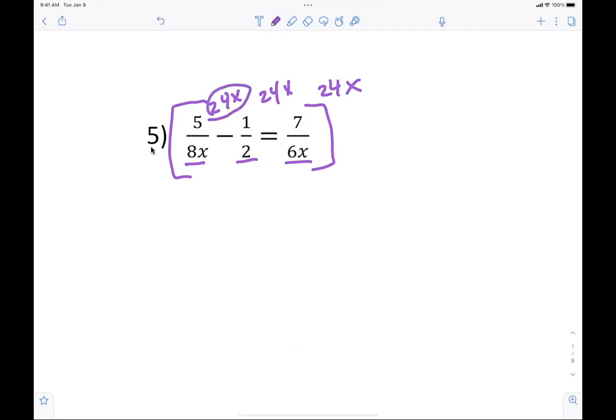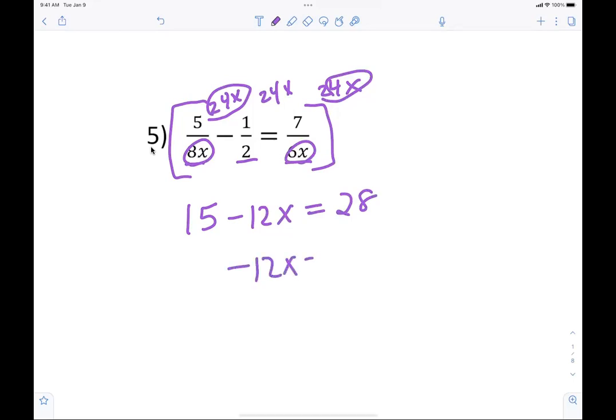Now 24x divided by 8x is 3. 3 times 5 is 15. 24x divided by 2 is 12x. 12x times negative 1 is negative 12x. Then 24x divided by 6x is 4. 4 times 7 is 28. So now move the 15. So negative 12x is equal to 13. So x is equal to negative 13 over 12.